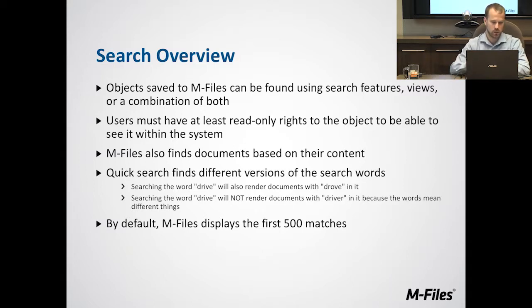When you're dealing with M-Files search, it's very much like dealing with a Google search. There's just a couple little variations. So when in M-Files, let's say you did a search for the word drive, it's also going to find different tenses of that word, or plural or singular. So you'll also find drove and drives. But when you search drive in M-Files, you're not going to find something like driver. The reason being is because it means different things.